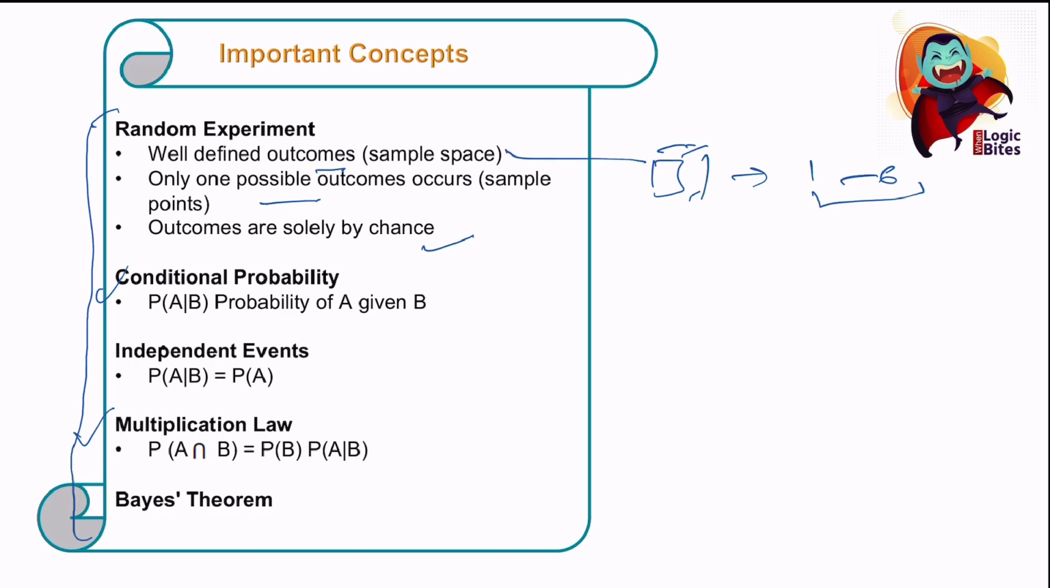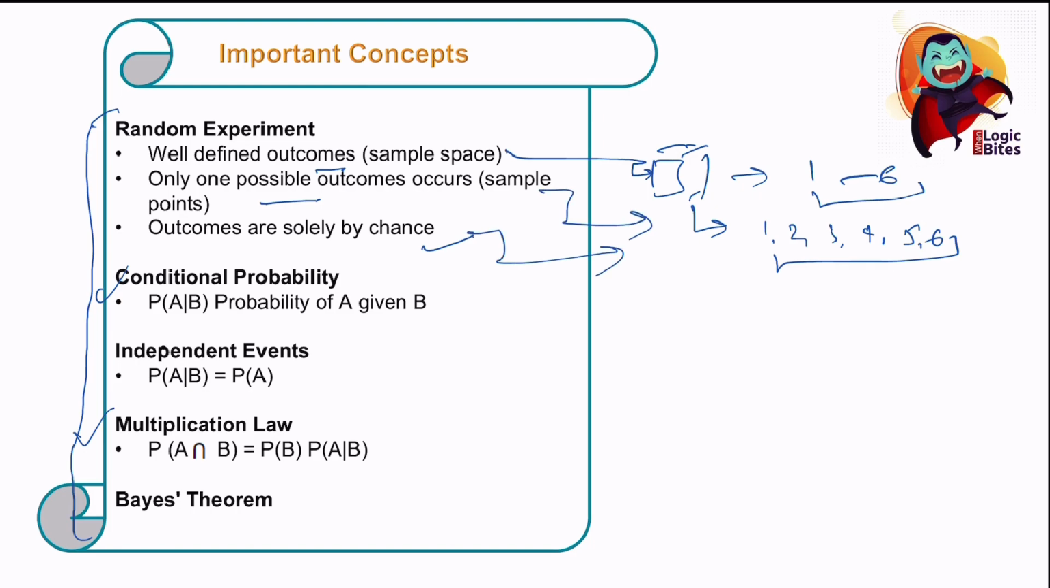So this meets the first requirement. Then the second requirement: only one possible outcome occurs whenever it is rolled. So it is rolled, and either the outcome will be 1 or 2 or 3 or 4 or 5 or 6. So therefore it meets the second requirement also, and outcomes are solely by chance.